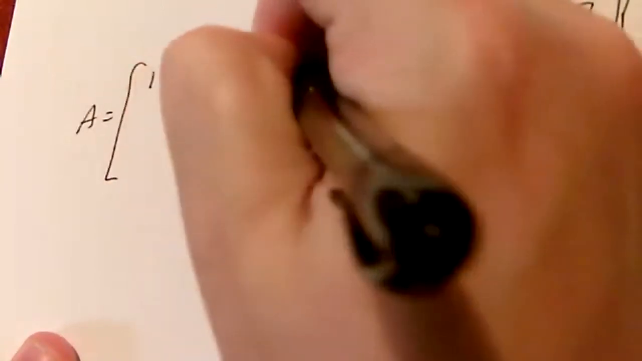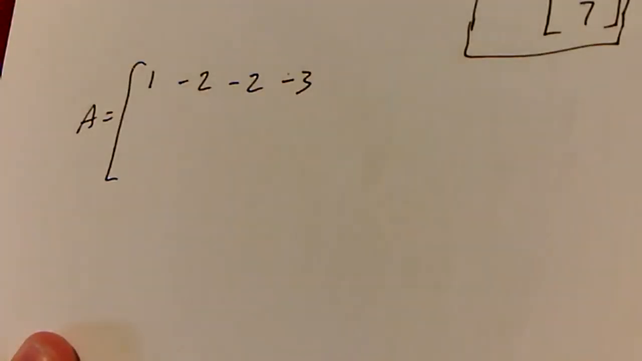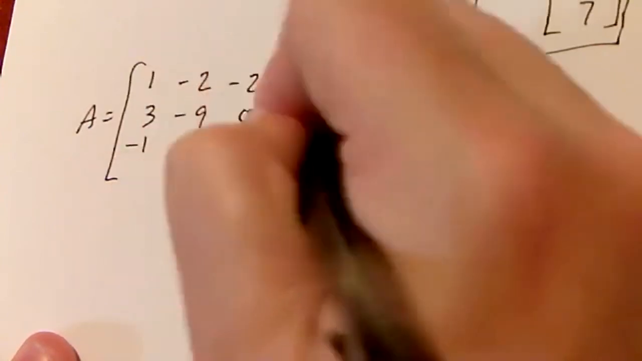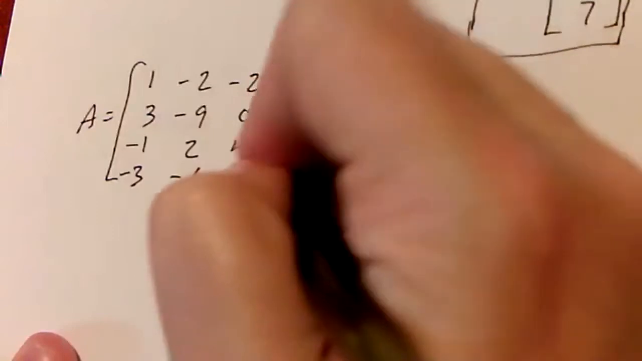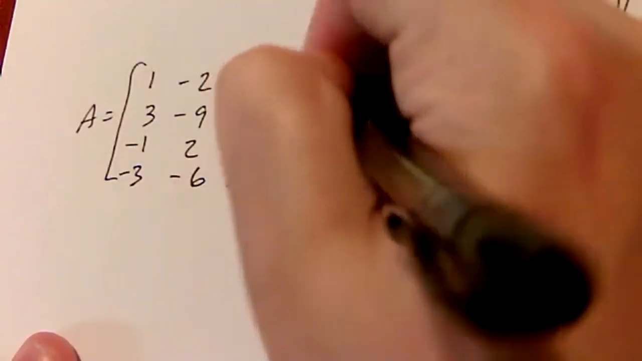So I'm going to have a matrix A here. It's going to be a 4 by 4 matrix, so it's a pretty big matrix. 1, -2, -2, -3, my top row. Second row, 3, -9, 0, -9. Third row, -1, 2, 4, 7. And the bottom row, -3, -6, 26, and 2.